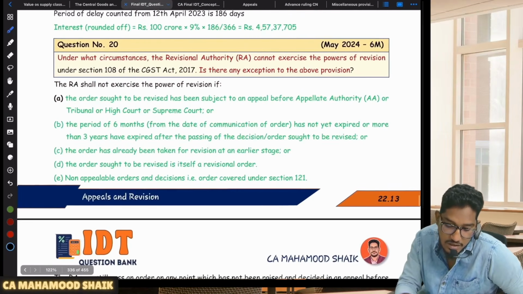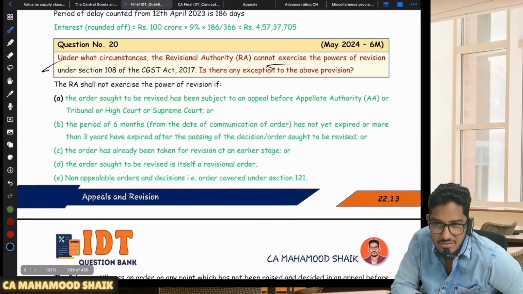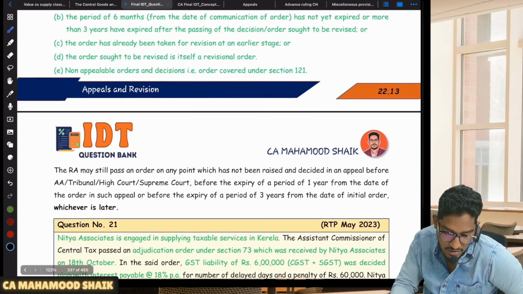Next. Under what circumstances revisional authority cannot exercise? Direct question, no. Against the orders which are not appealable. Next.